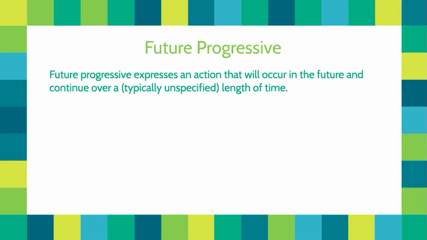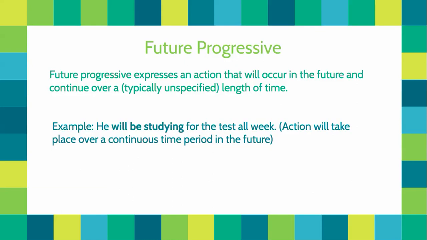Future progressive is an action that will occur in the future and continue over a typically unspecified length of time. He will be studying for the test all week. The action will take place over a continuous time period in the future. So while our sentence does say all week, which we might interpret as being a specified time length, the idea is that it's kind of general.